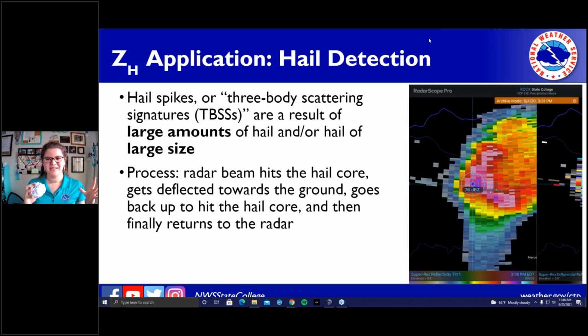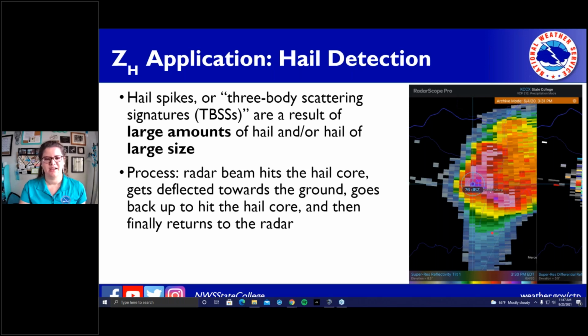So there's a three-body process happening here, which is why it's called the three-body scattering signature, TBSS, or hail spike. That's because the radar beam is hitting the hail, hitting the ground, hitting the hail, and then going back to the radar. So what we're actually seeing here in this hail spike is the ground. So we're not actually seeing the hail core.